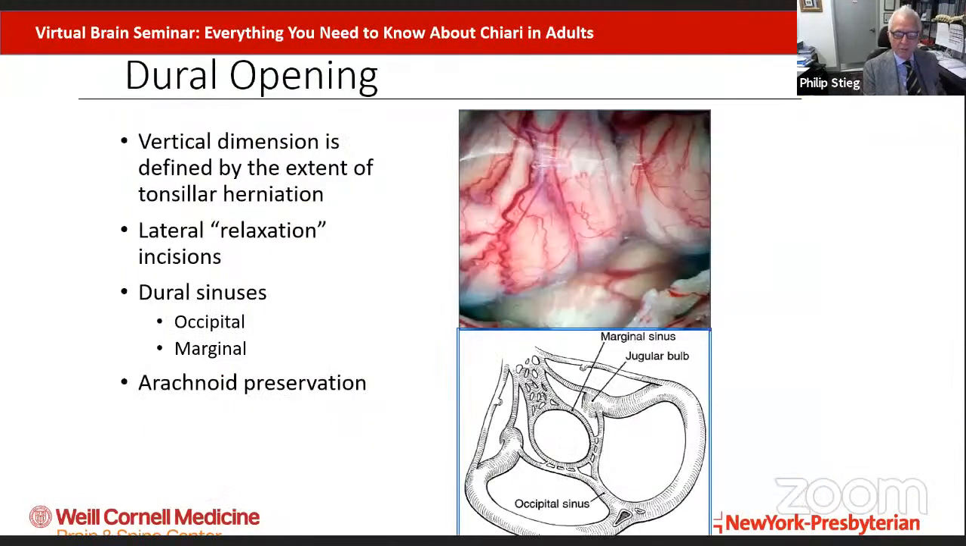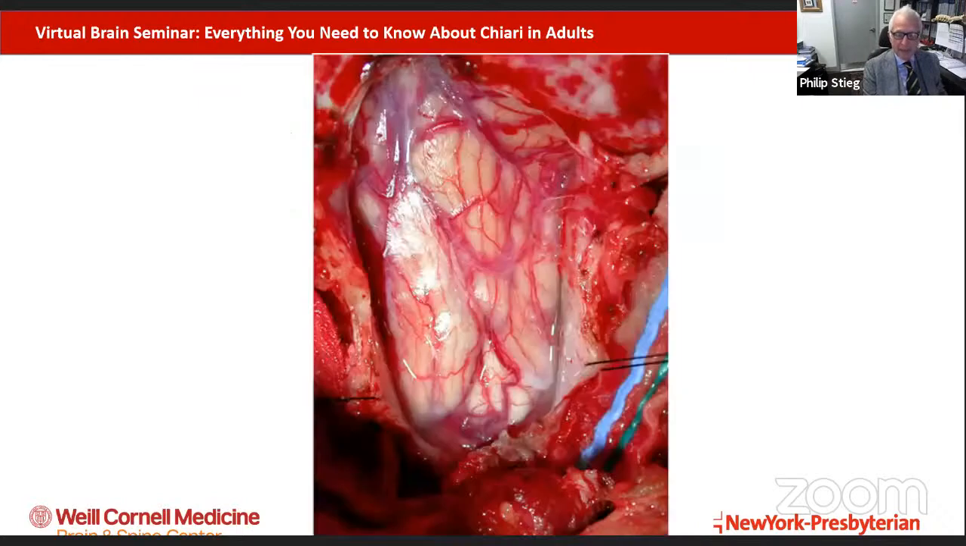So then after we do this decompression, we open up the covering of the brain called the dura, and you can see the cerebellar tonsils protruding down. I open up what's called the arachnoid, this thin little film, so that there's free flow of the brain water from that fourth ventricle down into the space around the spinal cord. And then it looks like this here. You can see the cerebellar tonsils sticking down into the spinal cord to the level of C1. So we open this all up so there's free flow of brain water. That's how hydrocephalus gets treated, if that is part of this syndrome.